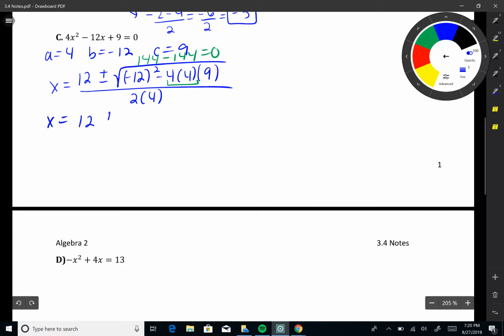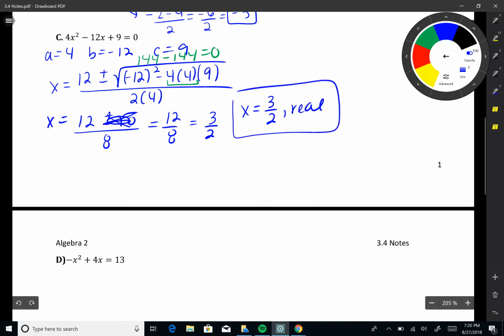I have 12 plus or minus the square root of 0 divided by 2 times 4, which is 8. Well, the square root of 0 is just 0, so I really have nothing to add to 12. And I'm just left with 12 eighths, which we obviously want to reduce. Those are both divisible by 4. That's going to give us 3 halves. So my one solution is 3 halves, and that is real.